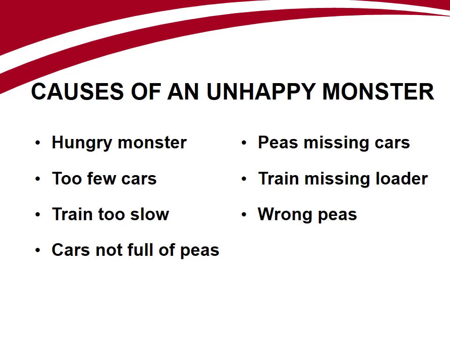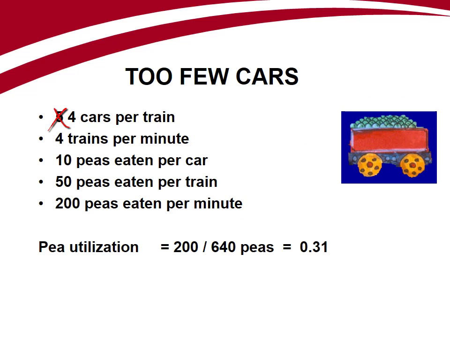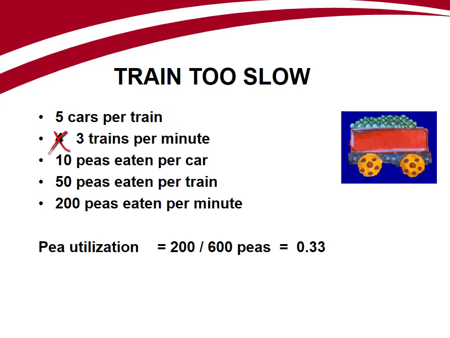One time, a particularly lazy villager failed to notice that he had filled the cars with lima beans instead of peas. And after all, who likes lima beans? If the train left the pea factory with fewer cars than usual, the total pea delivery would drop. As a result, the stressed pea monster's pea utilization would increase even more. If the train engine was running slower than usual, total pea delivery would again drop below normal, forcing the pea monster to eat more peas and raising his pea utilization yet again.